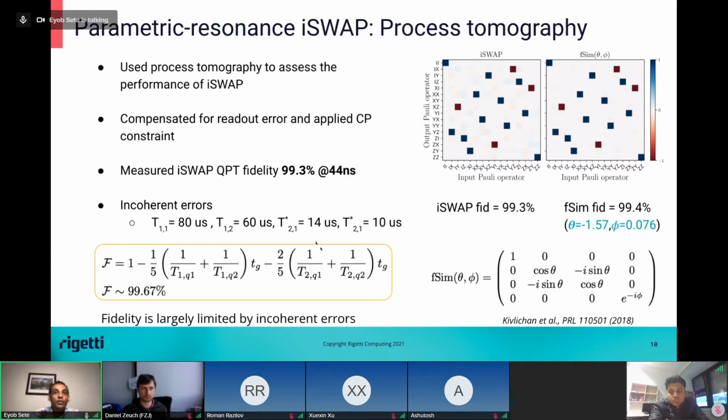So when you are away from Fmax, the slope becomes larger and larger. In any case, for this gate time, the process fidelity due to incoherent error is about 99.67%. So no phase errors, but it's largely limited by incoherent errors, with short T2 specifically for the modulated qubit.